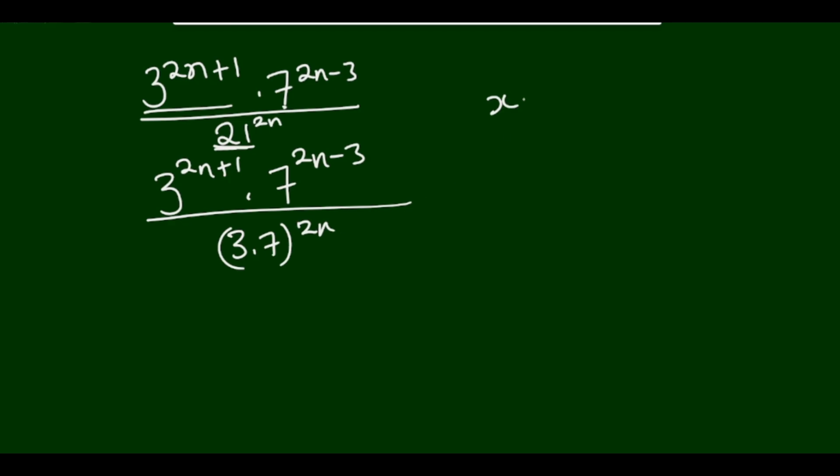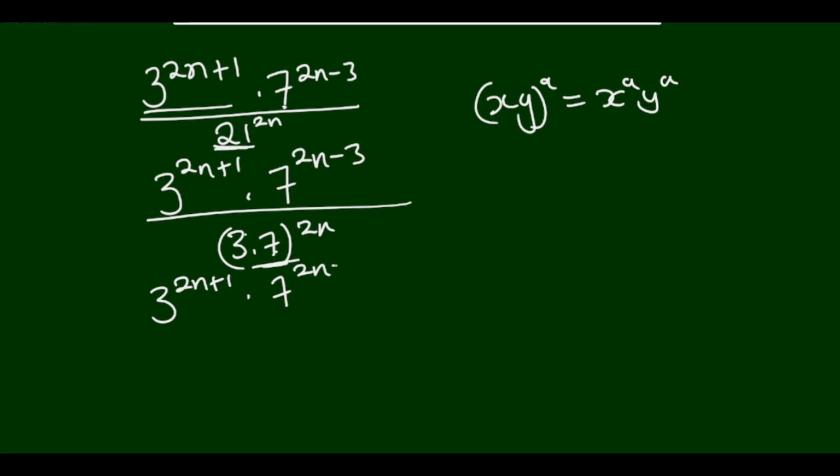Remember, xy to the power a is equal to x to the power a, y to the power a, isn't it? So it's the same thing here. So this is a product raised to a power. So it's going to be 3 to the power 2n, and then 7 to the power 2n here. Okay, so we have 3, and then to the power 2n plus 1, then 7 to the power 2n minus 3, like that, over 3 to the power 2n, and then 7 to the power 2n.